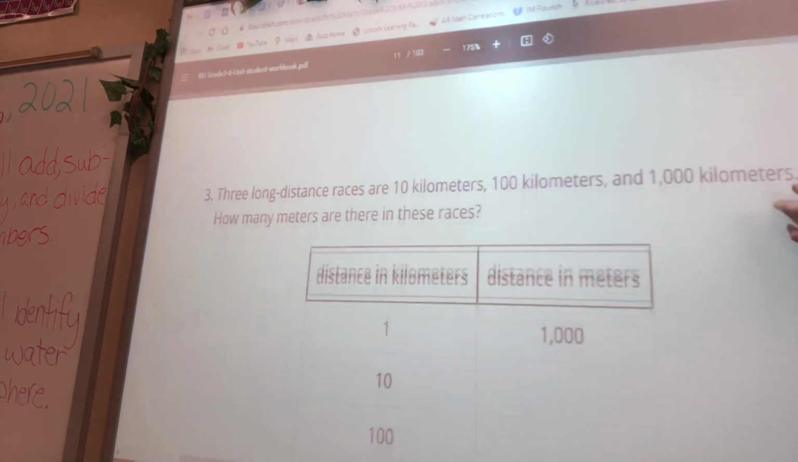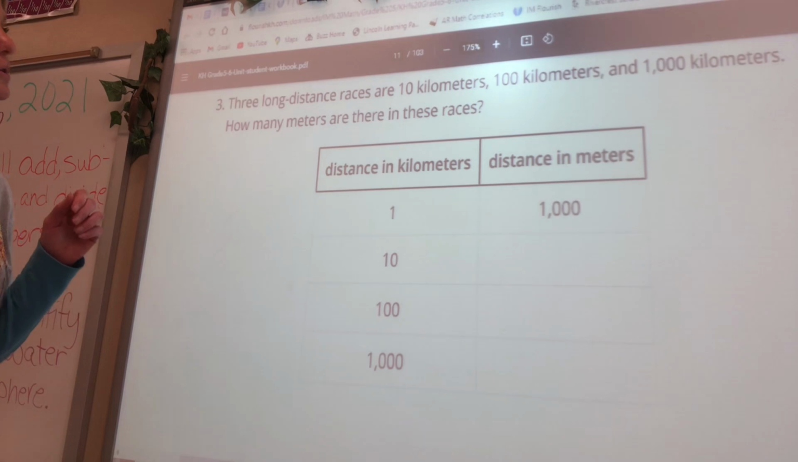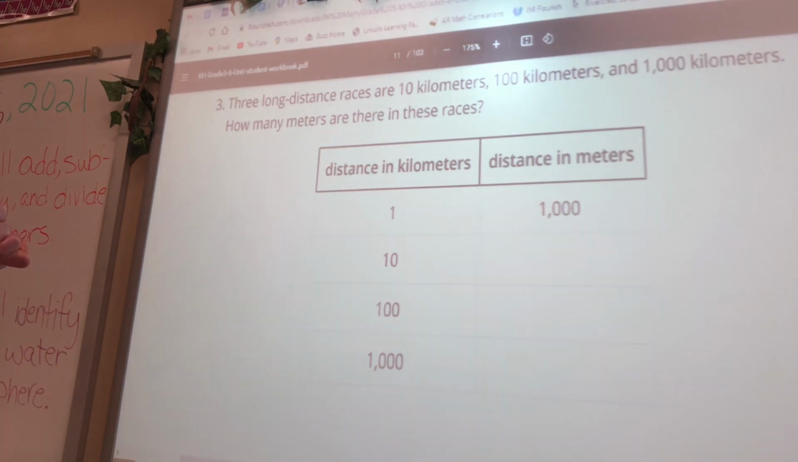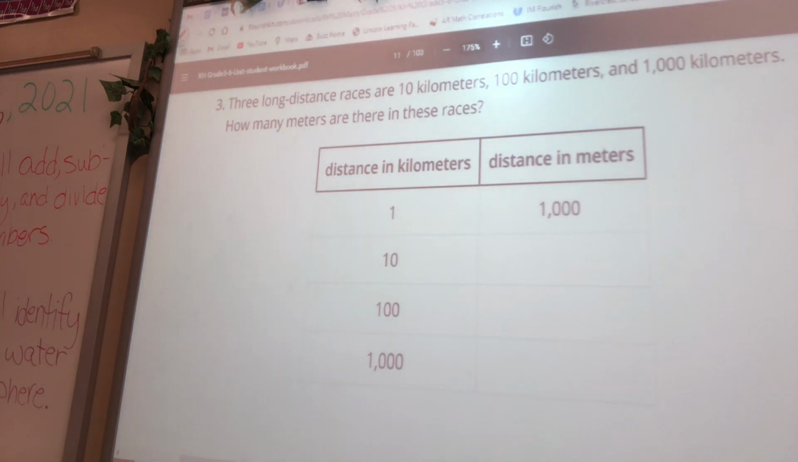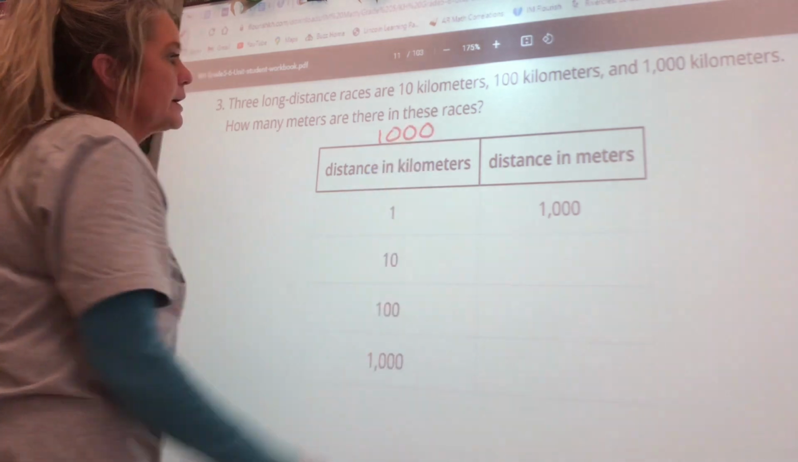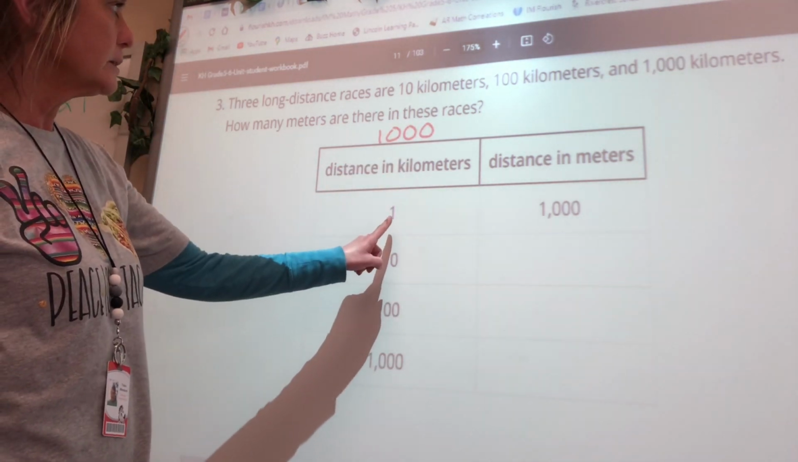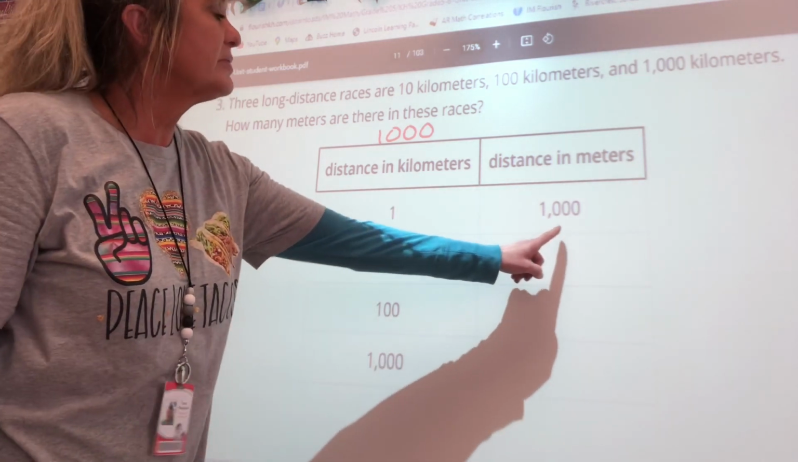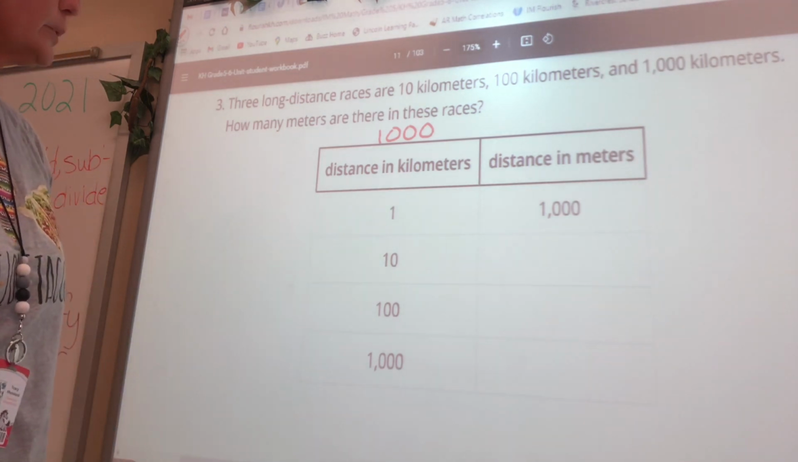Okay, on the next page. 3 long distance races are 10 kilometers, 100 kilometers, or 1,000 kilometers. How many meters are there in these races? Okay, well, let's see. We know that kilo means 1,000, so 1 kilometer would be 1,000 meters. It takes 1,000 meters to make 1 kilometer.